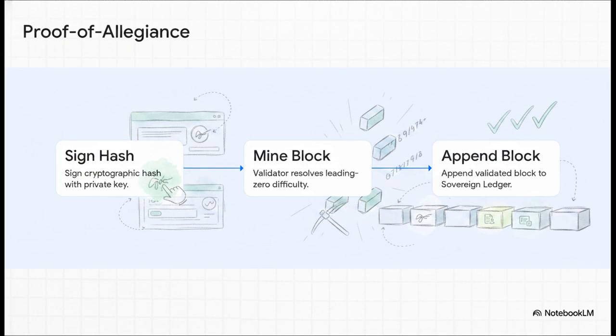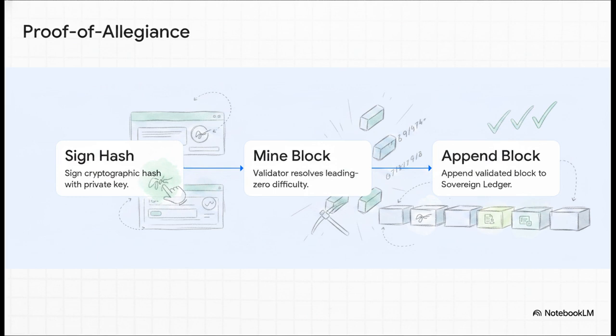First, the user clicks to notarize, which signs a cryptographic hash of their specific native language preamble using their private key. Second, the SHA-256 validator kicks in, mining the block to resolve the correct leading 0 difficulty. And it's so cool because you actually see real-time hashes flying by on the interface.